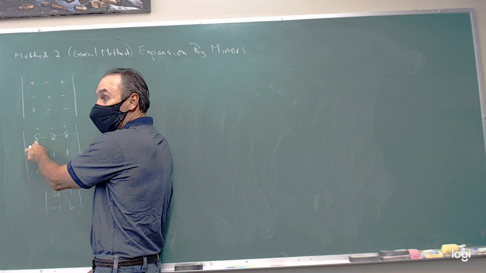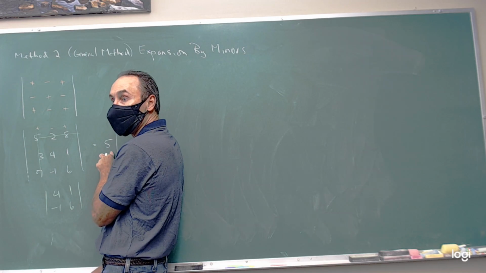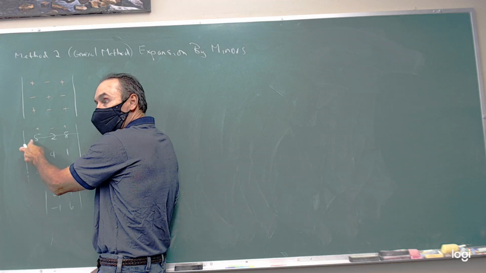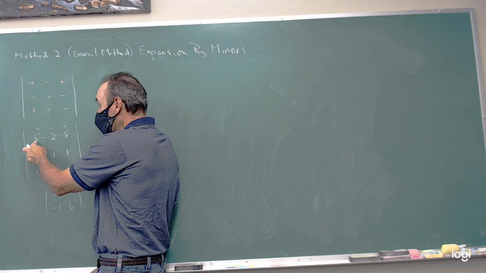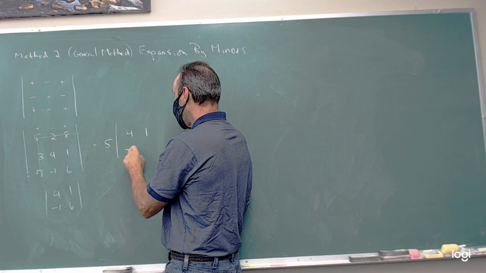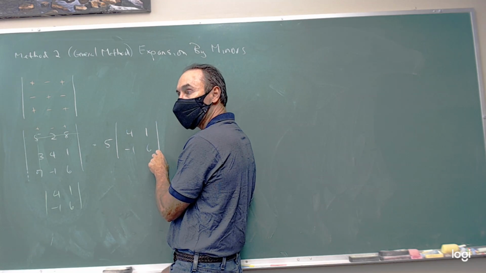So if that 5 had been a negative 5, we would have gotten a negative 5 here. It just means that you don't change the sign there. So it's that entry, 5, times its minor. So that's the 4, 1, negative 1, 6, writing it down by rows.